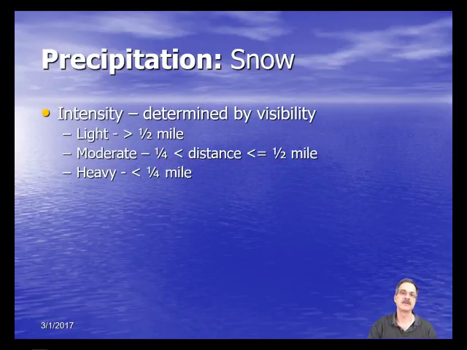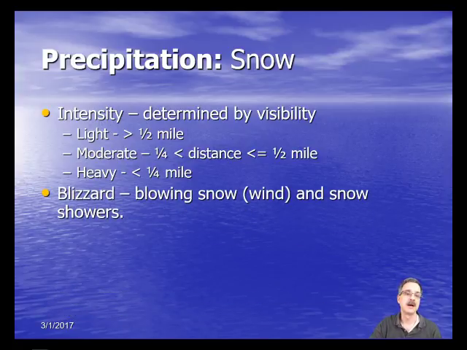All right, so how do we determine the intensity of snow? That's based on the visibility you have. To be in a heavy snowstorm, you've got to have visibility of less than 1/4 of a mile. You can also, if we get blowing winds, get blizzards.